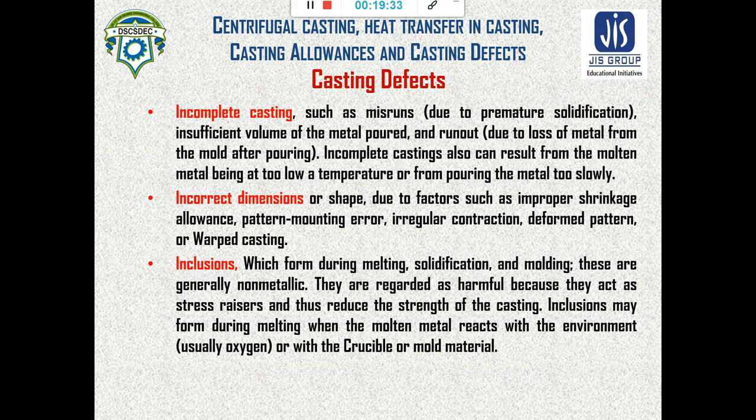These inclusions are generally non-metallic, that means some non-metallic element may be entrapped in the casting, and they are regarded as harmful because they act as a stress concentration area or stress riser, and thus reduce the strength of the casting. This inclusion may form during melting when the molten metal reacts with the environment such as oxygen or with the crucible or mold material. So everything is possible, and in case of inclusion we have to check very carefully.